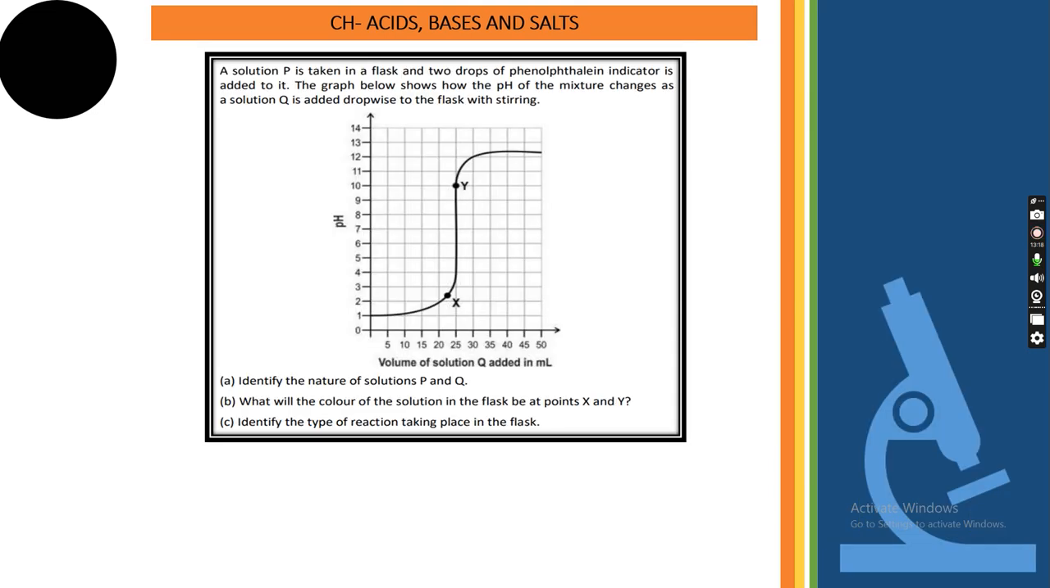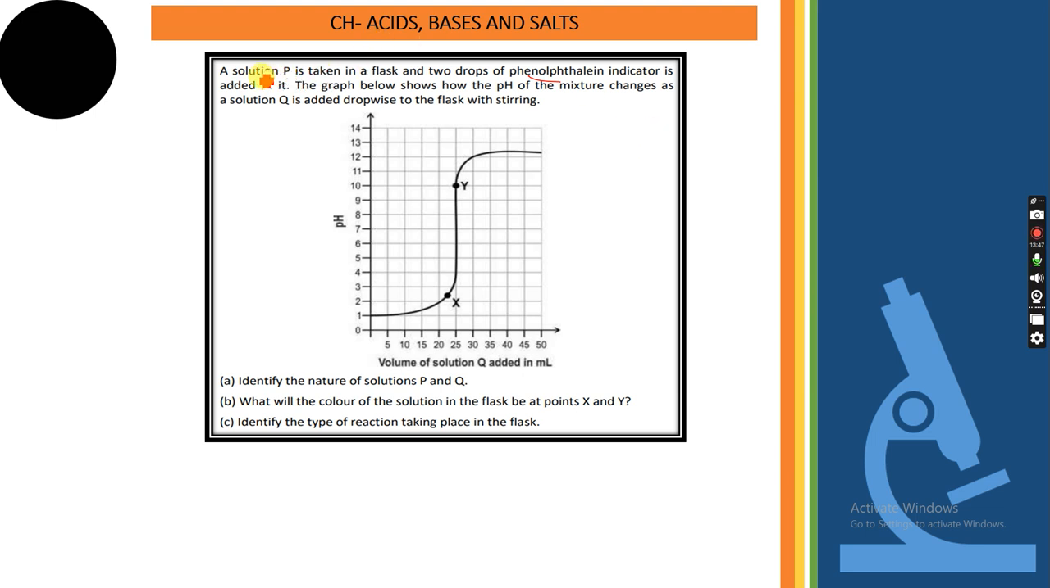Okay, this is related to phenolphthalein color of indicators. So you know phenolphthalein, I hope you know phenolphthalein. Now I want you to answer in the comment box what will be the change in color when you add phenolphthalein to an acid, and what will be the change in color when you put phenolphthalein in a base. One has to be colorless, one will be pink, right? So you have to tell me which one is it.